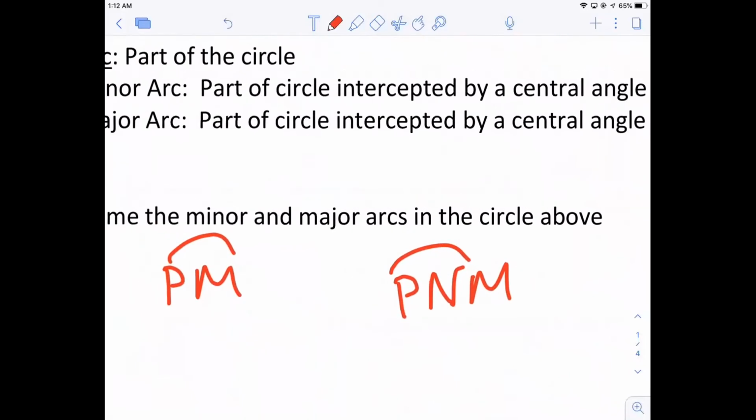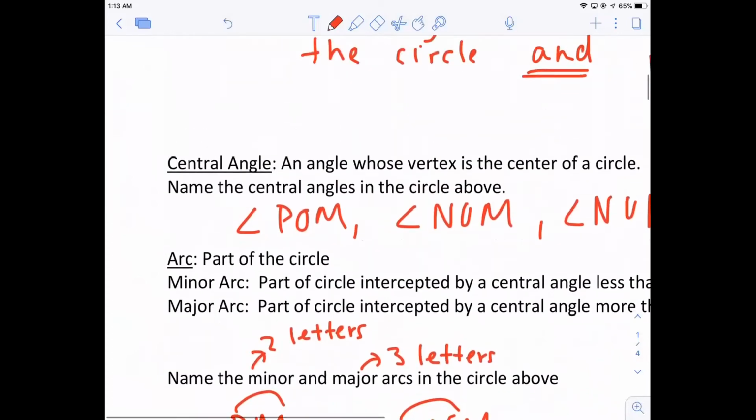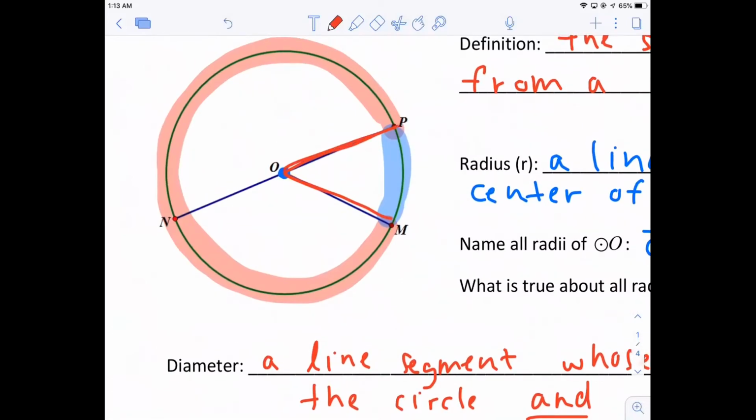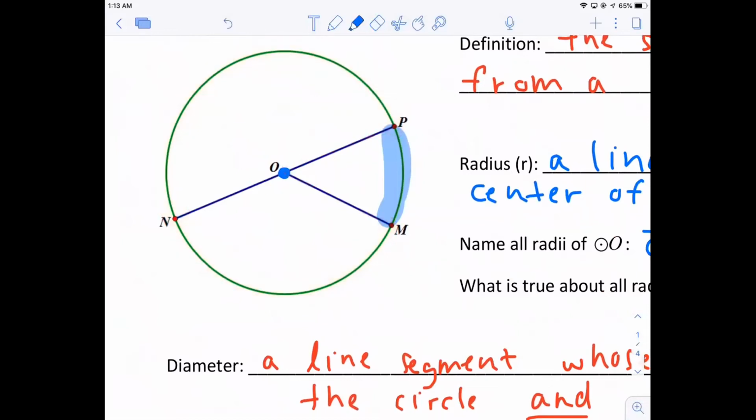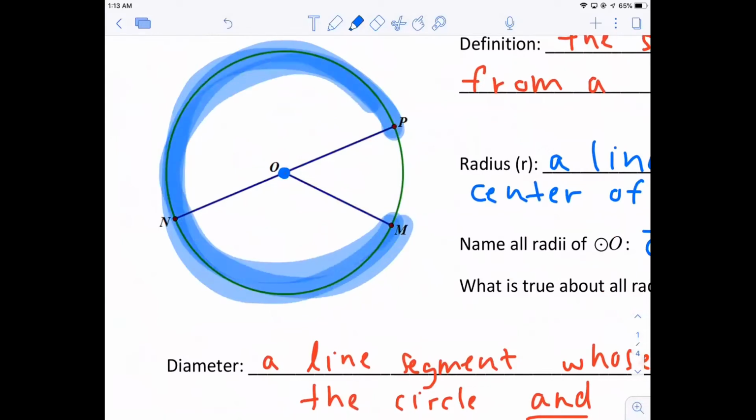So for a major arc, you want to be using 3 letters. And anytime you use 2 letters, we're automatically going to default to the minor arc, right? Just like when we say angle POM, we're going to be talking about this angle that's less than 180 degrees, unless we specify that it's more than 180, or we call it the reflexive angle. So similarly with arcs, if we talk about arc PM, that is the arc we're talking about. If you want to talk about the major arc, you have to specify P, N, M, so I know I'm going in this direction, or M and P.